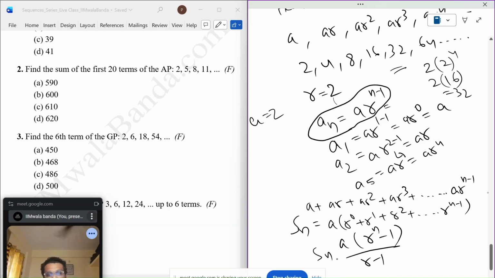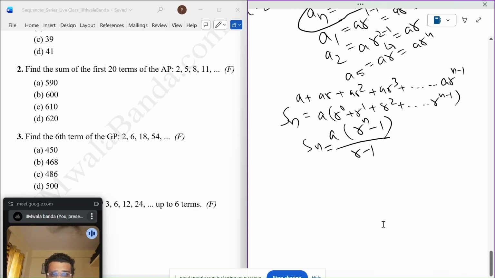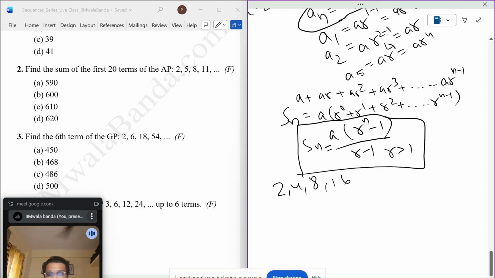This is the sum of n terms. Once you memorize this formula, you should also know there's a subtle difference between formulas depending upon r. For a series like this, where r is 2, or r is something greater than 1, this formula makes sense. But at the same time, this is also a GP.